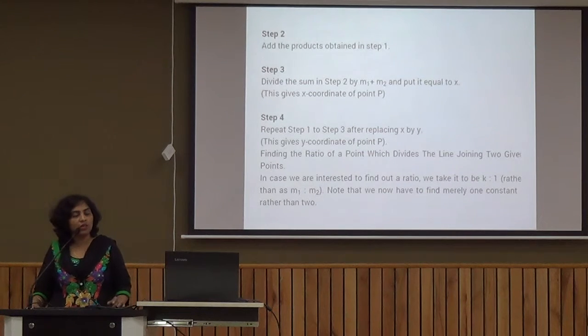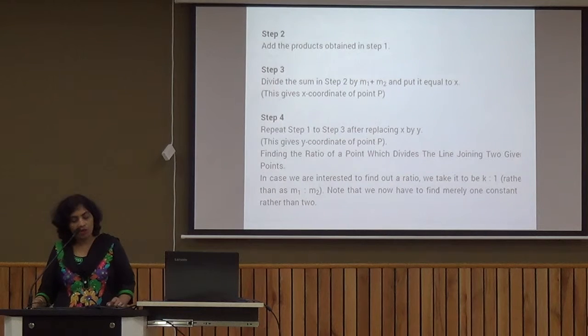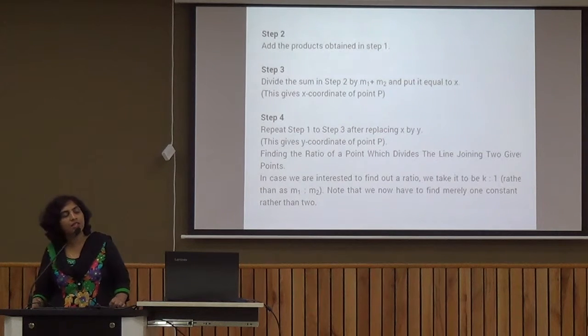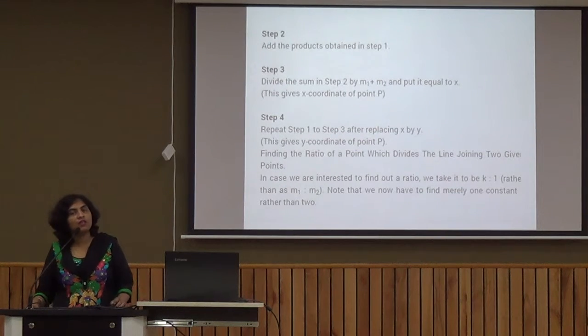So we get the x coordinate of the point which is dividing the given line segment in the ratio m is to n. And then similarly we repeat these 3 steps to find out the coordinate of y. We can also find out the ratio in which a point divides the line segment joining the 2 given points. In this, if we have to find the ratio, we take the ratio as k is to 1 instead of taking m is to n or m1 is to m2, because when we take k is to 1, we have only one variable and it is easy to calculate.